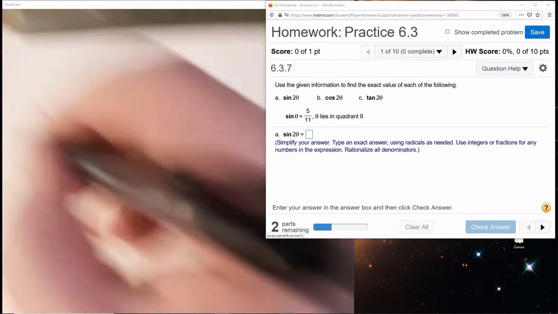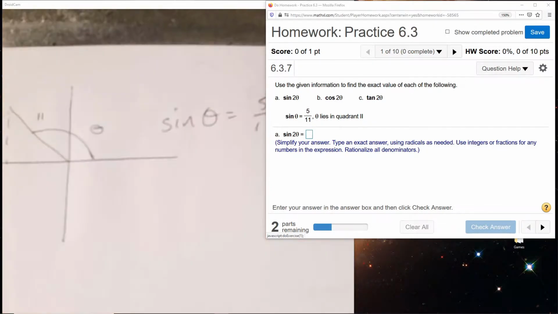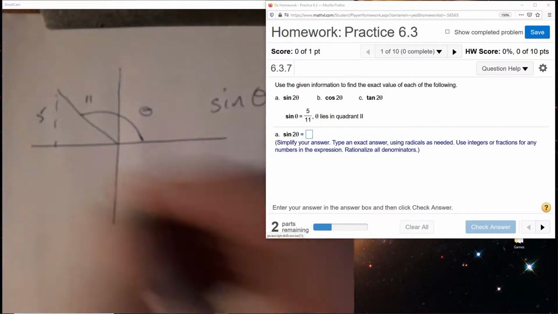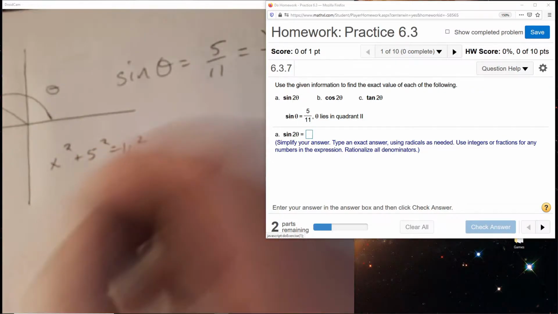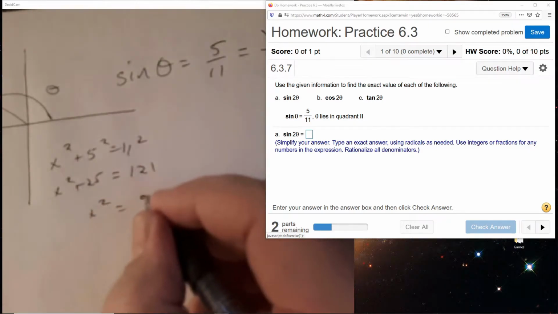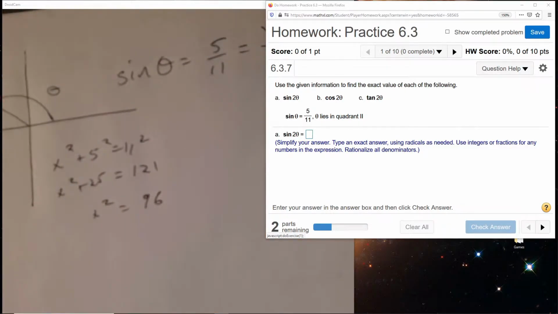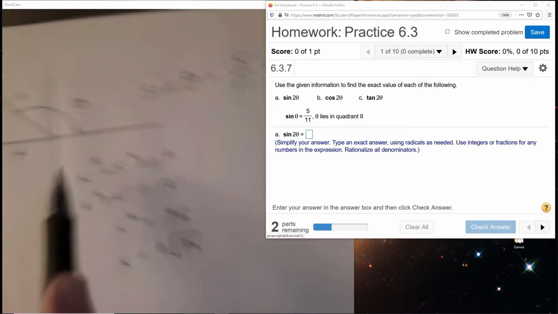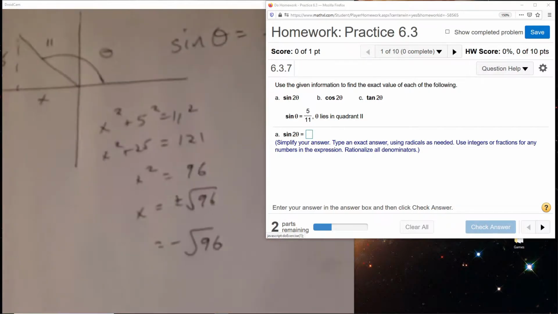So that means 5 is the y part, and 11 is the hypotenuse. And then we can use the Pythagorean theorem to get the other piece. Was that 96? And then we get a plus and minus solution, and we take the square root. And we're going to look at our right triangle then, and we can see it's in the negative x direction, and so we're going to choose the negative root there.